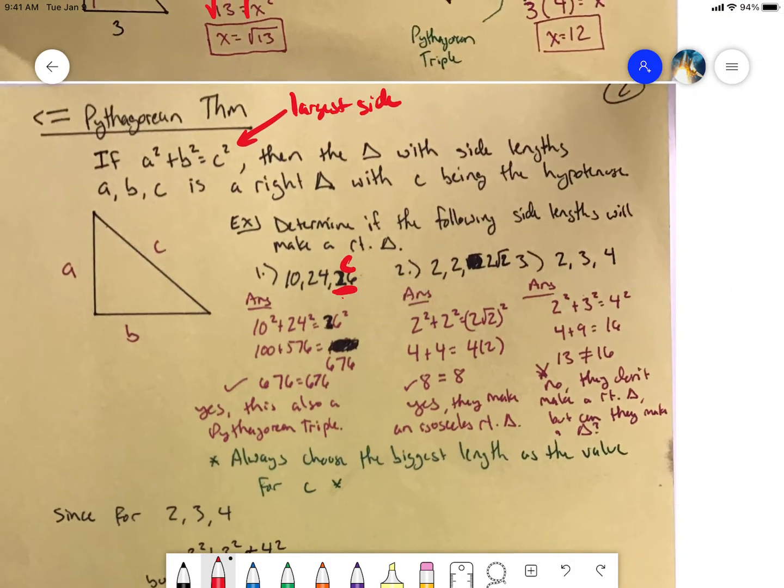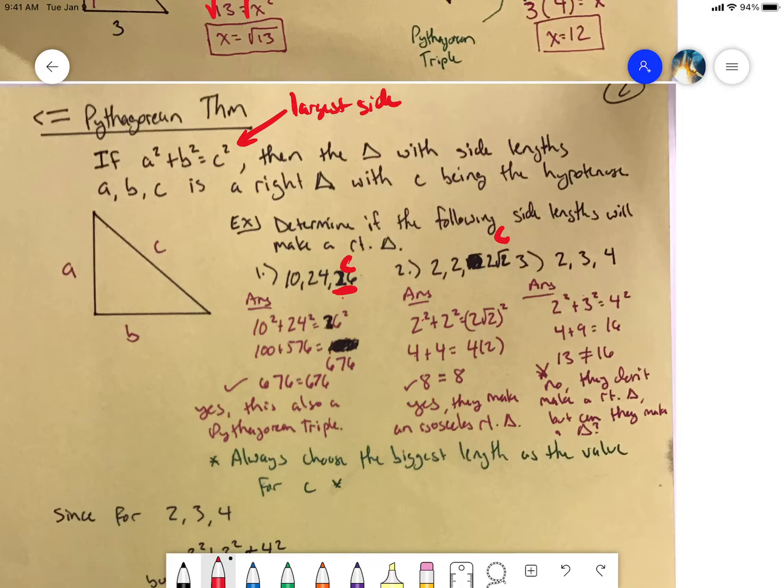Okay. Then look at 2, 2, 2 square root of 2. Since 2 times the square root of 2 is obviously going to be greater than 2, that has to be my c. And so then I look at, well, 2 squared plus 2 squared, does it equal the square root of 2 squared? 2 squared is 4, so 4 plus 4, right?